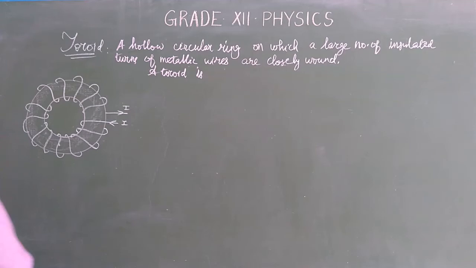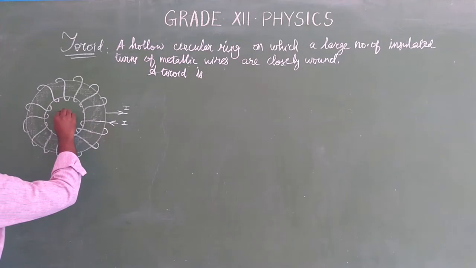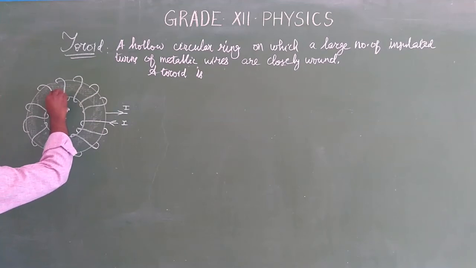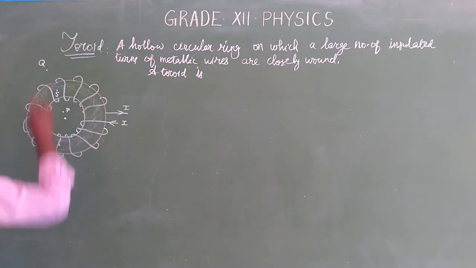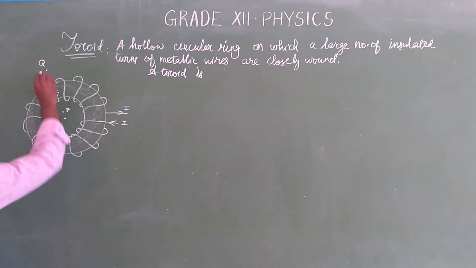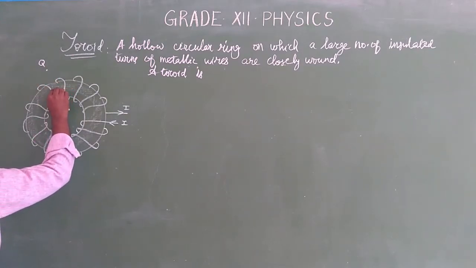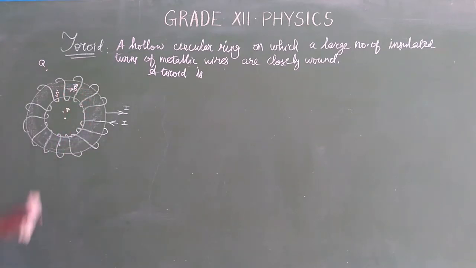Now what are we going to do? Our aim is to determine the magnetic field of the toroid at three different places. This is the exact center of the toroid, and the first point is P. The second point S is on the toroid, and the third is outside the toroid, that is Q. The magnetic field here is along the toroid, so the magnetic field will be maximum here, not at the center. How are we going to prove that?